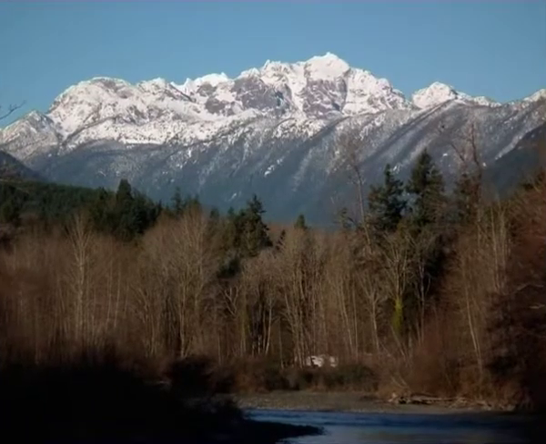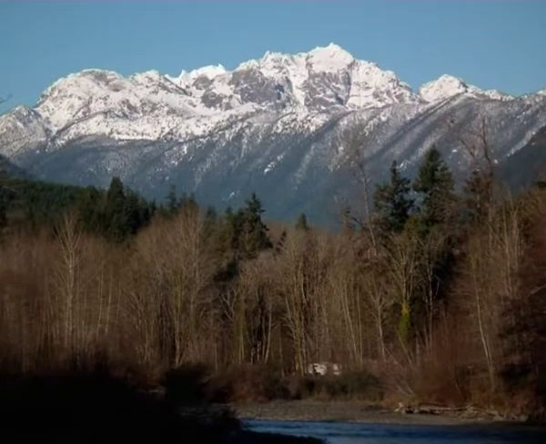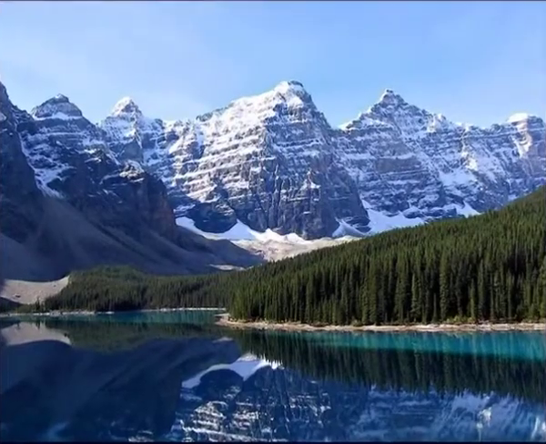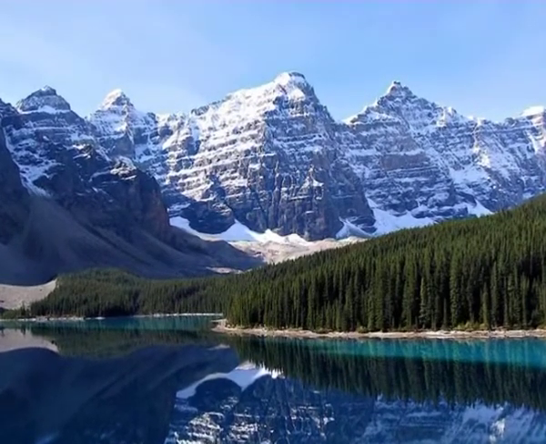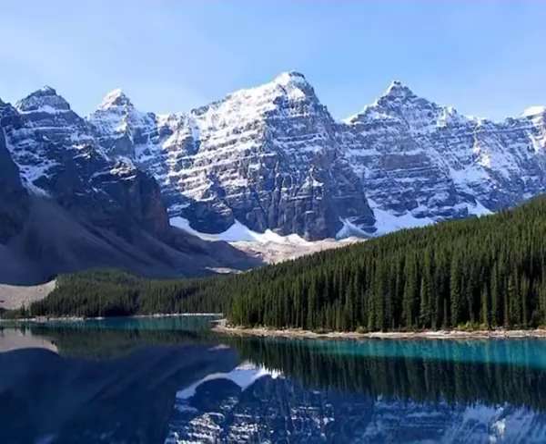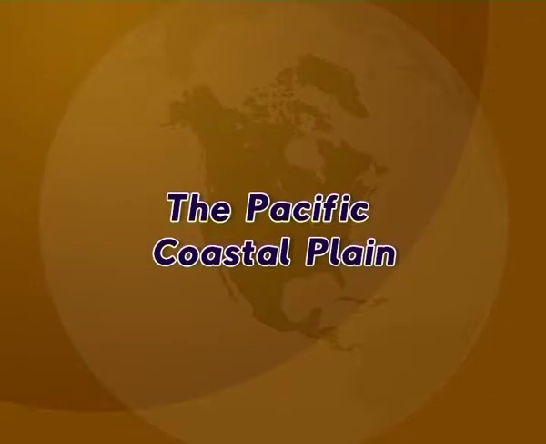The Canadian portion of the Rocky Mountains offers some of the most beautiful views in the world. The area of Western Canada is known as the Western Cordillera, which is an area of mountains and plateaus and valleys. The two mountain ranges are the Rocky Mountains and the Coast Mountains, with peaks exceeding an elevation of 13,000 feet. The Pacific Coastal Plain.